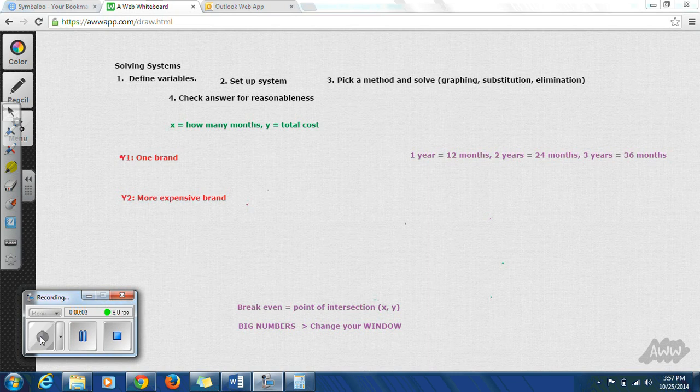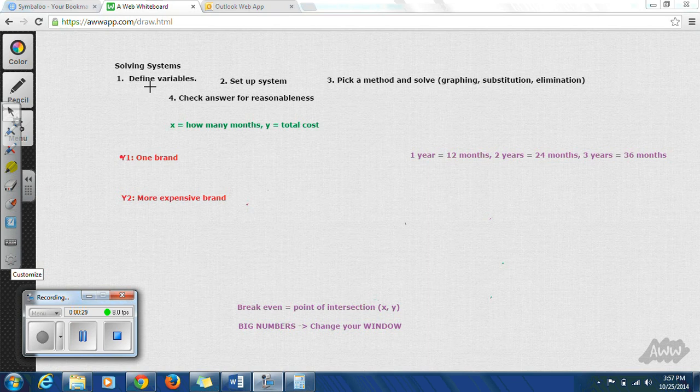For the question about Susie purchasing a new freezer, it has several steps for you to follow that you need to be doing in your journals. I'm not going to walk you through every single step, but I'm going to give you major pointers that will help along the way. So, part A is to write an equation representing the cost of each freezer in terms of months.